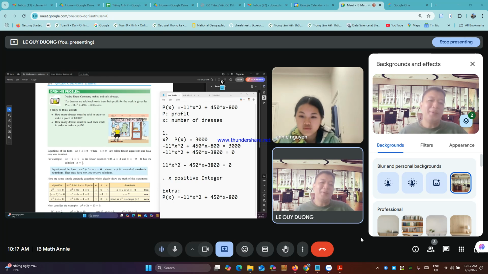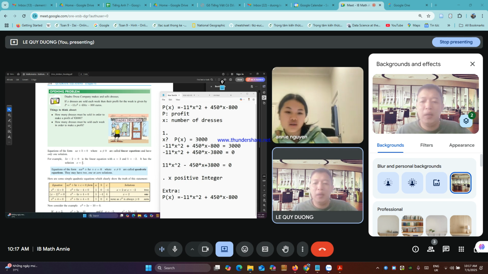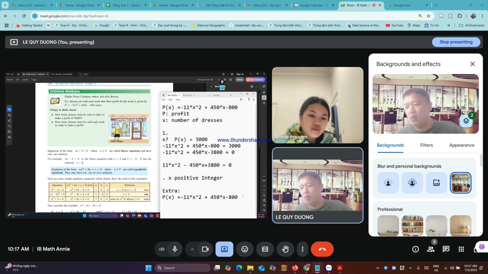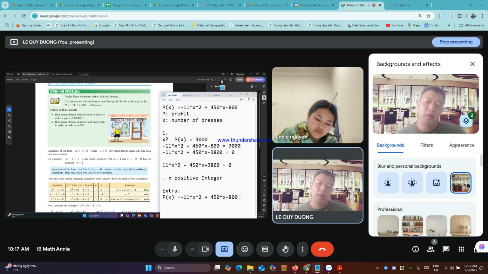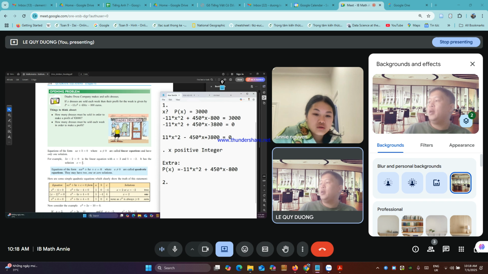So it's not a realistic thing, right? So if you sell more, probably you make more money, right? So yeah, it's an important thing to note. Okay, from quadratic equations, the question number two: how many dresses must be sold each week in order to make a profit?